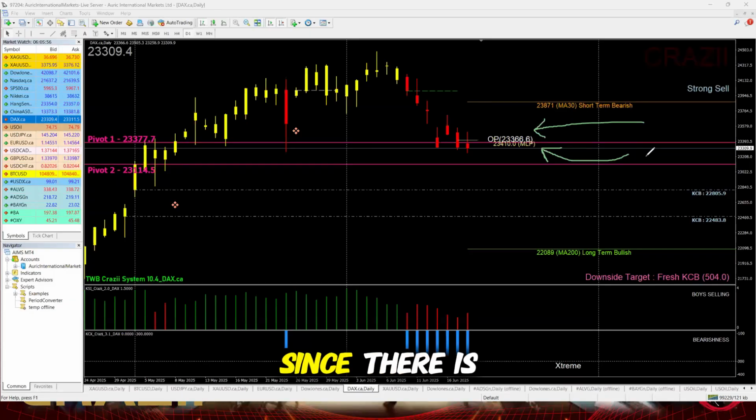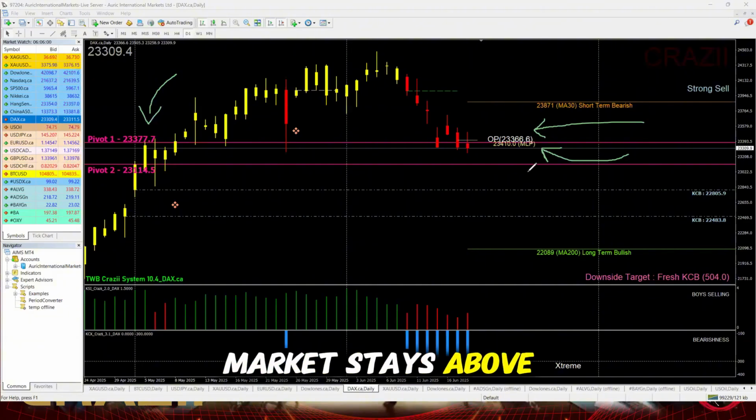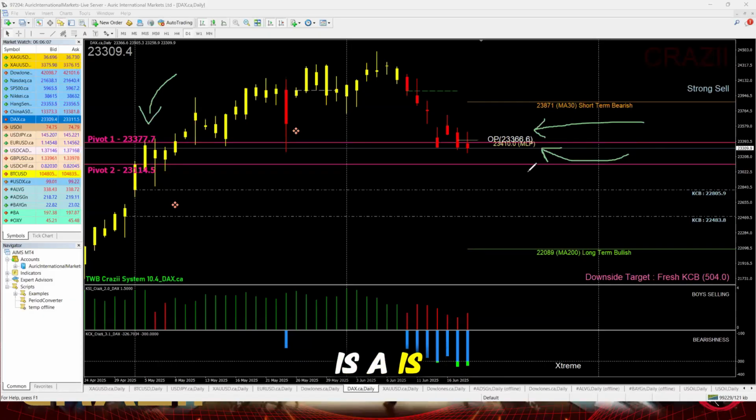Number two, since there is a pivot 1 nearby, if the market stays above OP and above pivot 1, no matter what, that means it's a confirmed buy. But the KSI is great, so same thing again, profit must be taken. Can you understand this? So buy is still a buy if it's above OP, and in this case, above pivot 1. Can you buy? Yes, but the profit must be taken fast because the KSI is great. All clear? If all clear, press number 5 right now.